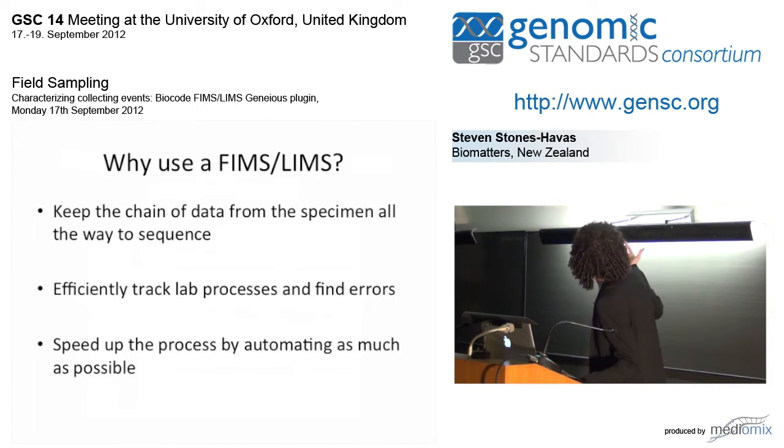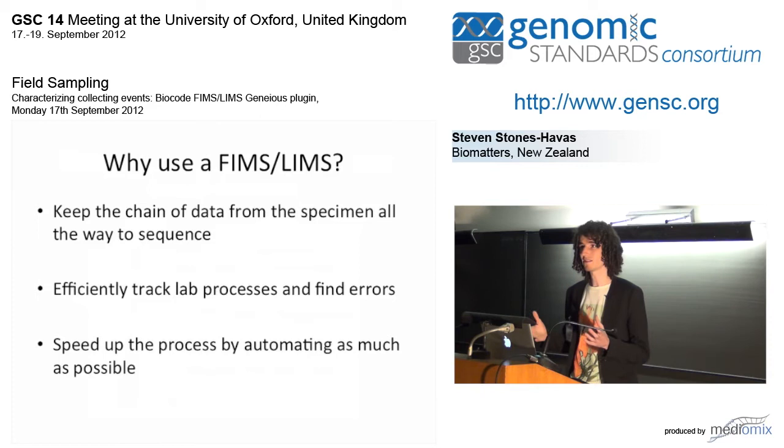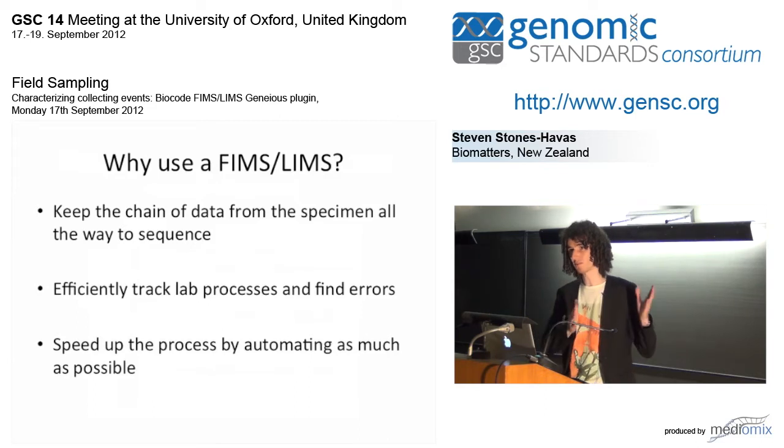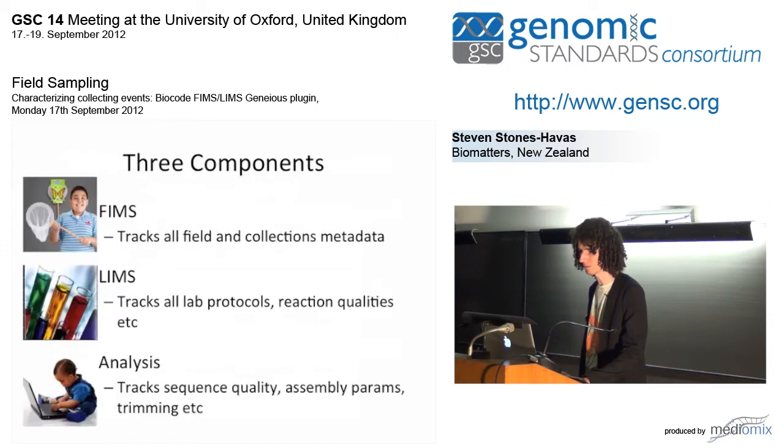So why use a FIMS and a LIMS? Like I said, it keeps the chain of data all the way through, from the specimen through to submitting to GenBank or some database like that. It also helps you find errors in your lab processes because you can easily search to find patterns with problems. And it speeds up the process by automating as much of the informatics as possible.